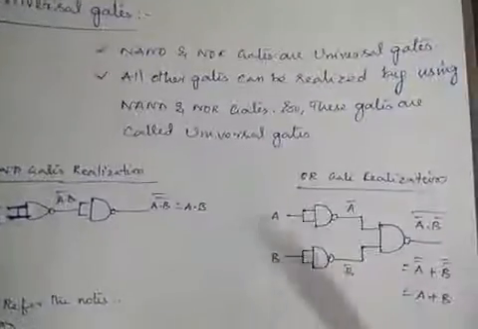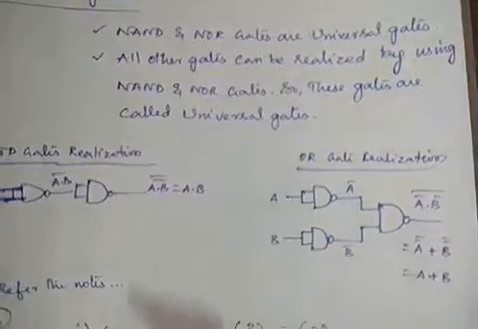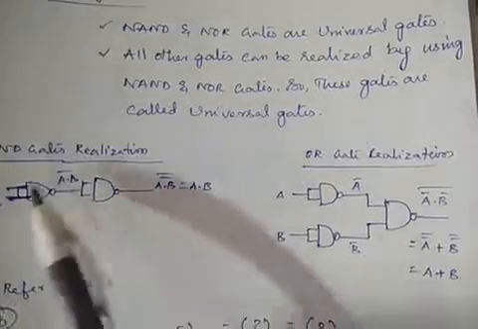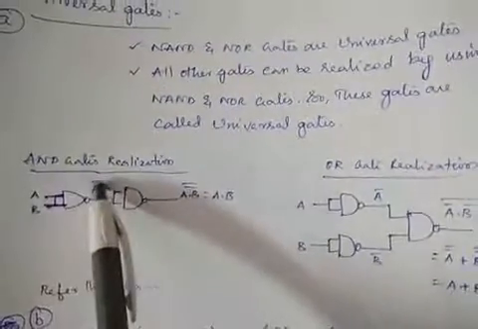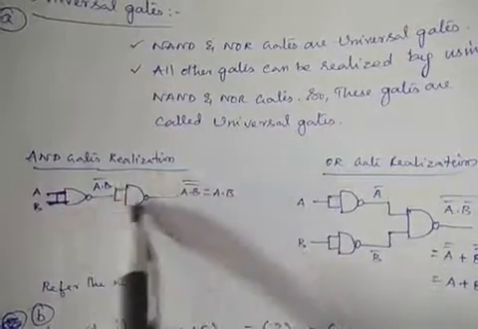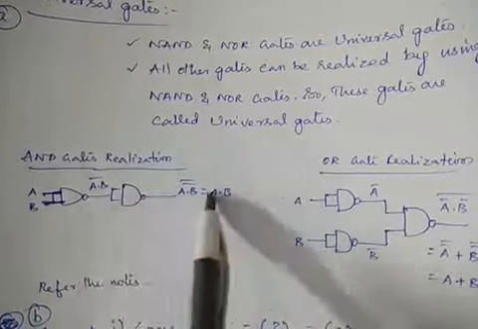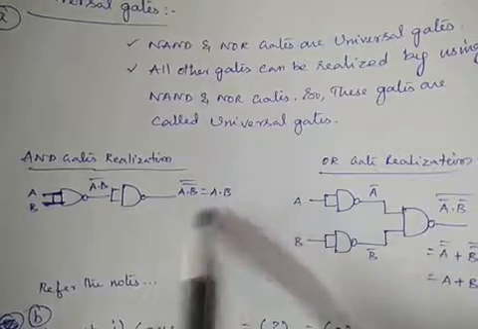So we'll see two realizations I have given. Remaining realizations, you just refer to the notes. See, first, AND gate realization by using NAND gate. So two NAND gates serially connected, so we will be getting A dot B. This is the AND operation, right?